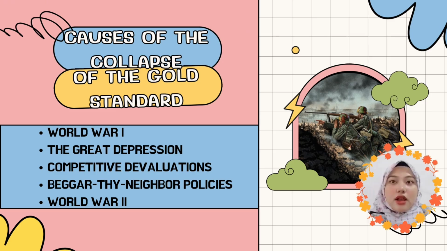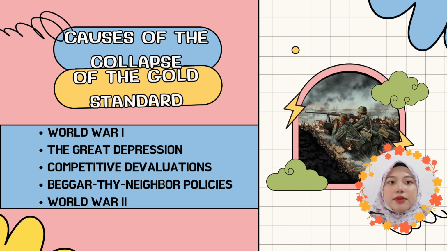Although the gold standard helped stabilize international trade, it eventually collapsed due to several major events. Let's look at the causes in more detail. The first major cause was World War I. The war required huge amounts of funding, and many countries had to print large amounts of money to support military operations. This caused inflation and made it impossible for countries to maintain the gold reserve required by the gold standard.